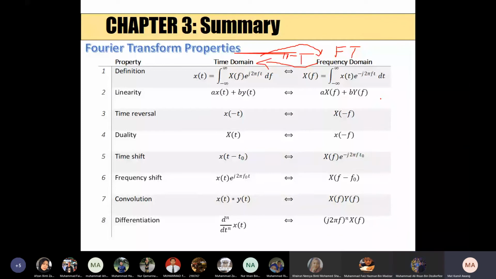And the convolution, remember from last week's lecture, the convolution of x of t and y of t, in the frequency domain is a multiplication, X of f times Y of f. And for differentiation in the time domain, in the frequency domain you multiply by j 2 pi f. Okay, these are the properties of the Fourier transform.